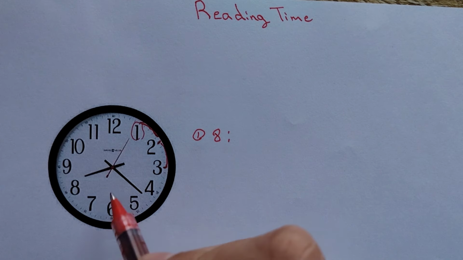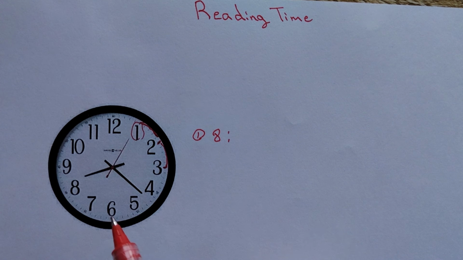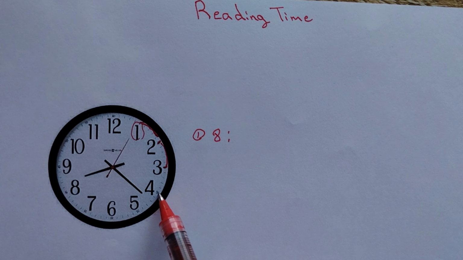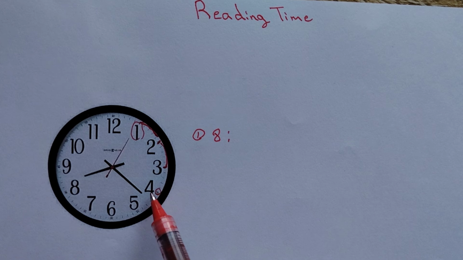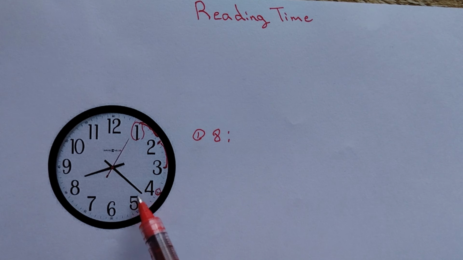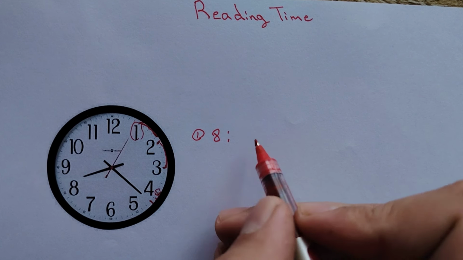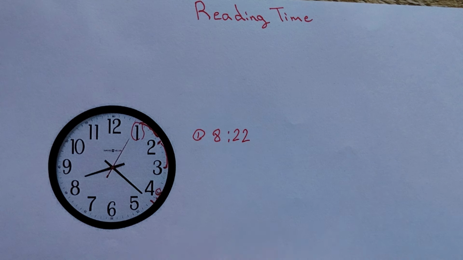Now, we can start counting the dashes from here, 1, 2, 3, 4, 5, like that, or we can do it faster by knowing which number the minute hand passes. For example, the minute hand already passed 4, and we said each number is 5 minutes, so 4 times 5 is 20. Now, till here, it's 20 minutes, but the minute hand is on this dash, so we say 21, 22. So the minute is 22.